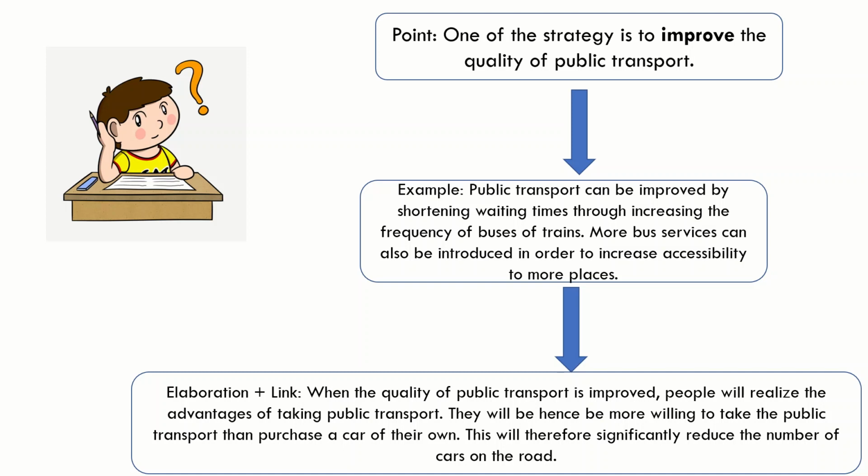When it comes to the quality of public transport, other than shortening waiting times through increasing frequency, maybe we can also add more stops along the way. That's what the government is actually trying to do as well, adding more MRT stations. So the distance or the time taken for a person to go from home to, let's say, a public transport node, for example the MRT station, is actually much shorter, and from there they can go to many other places. So that is also another example we can talk about.